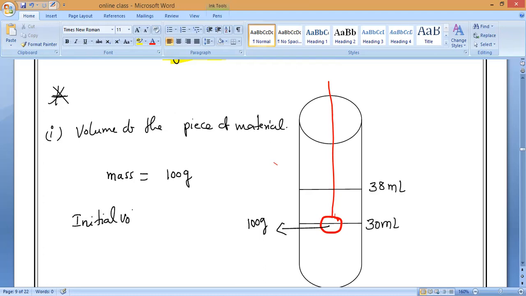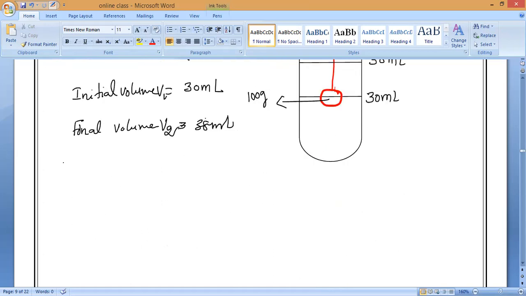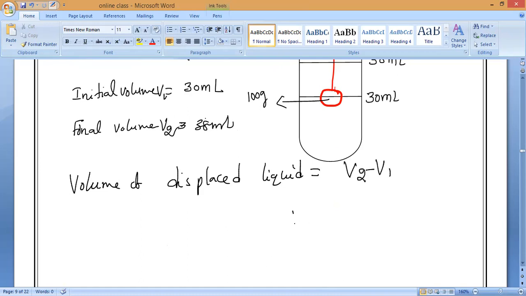Now, what is the initial volume of the water? Let me take V1. V1 is 30 ml. What is the final volume after immersing? 38 ml. So what is the volume displaced? 8 ml. Volume of displaced liquid is equal to V2 minus V1. So V is equal to 38 minus 30, which is equal to how many ml?